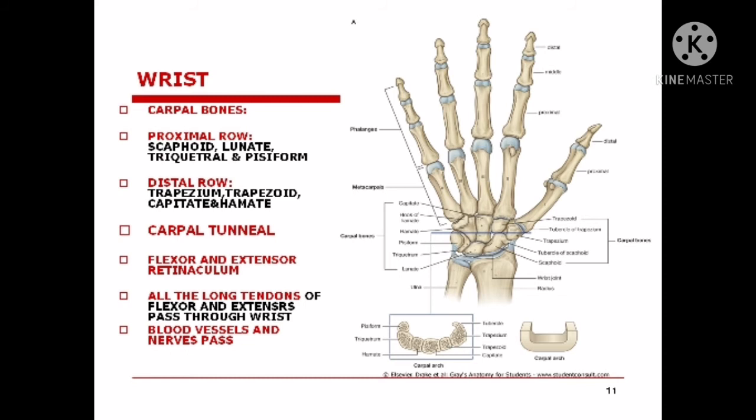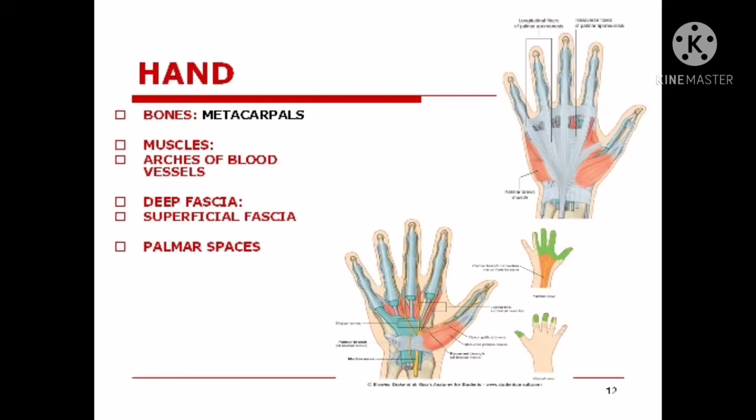All these bones form a curved structure which is bridged by the flexor retinaculum, through which the long flexor tendons and the median nerve pass. On the extensor surface, the extensor retinaculum exists, through which the long extensor tendons pass into the hand. The hand: the bones of the hand are called the metacarpal bones, and these are five in number.